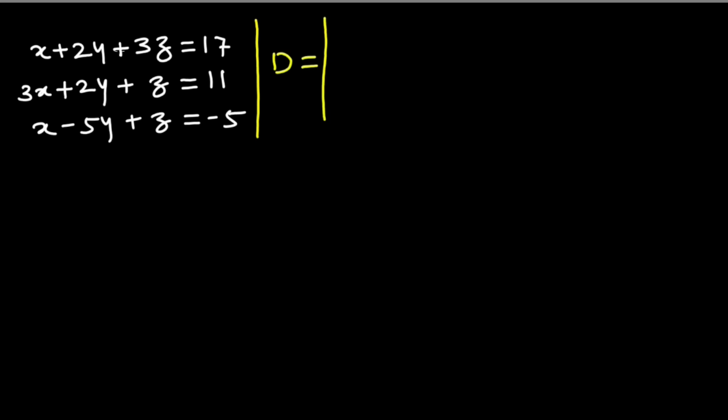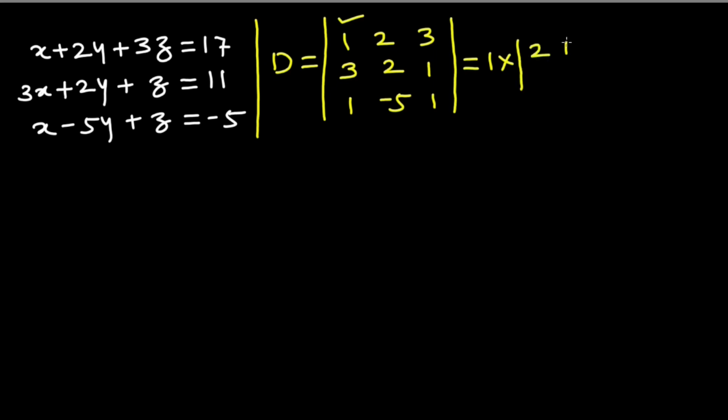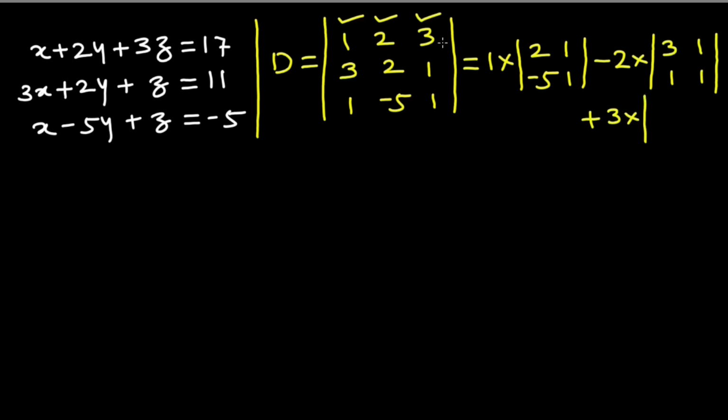So it will be 1, 2, 3, then 3, 2, 1, and 1, minus 5, 1. Let us solve it. First element in the first row, 1, multiplied by its minor, which is 2, 1, minus 5, 1. Then minus sign. Then second element from the first row, which is 2, multiplied by its minor, which will be 3, 1, 1, 1, plus the third element in the first row, 3, multiplied by its minor, which will be 3, 2, 1, minus 5.